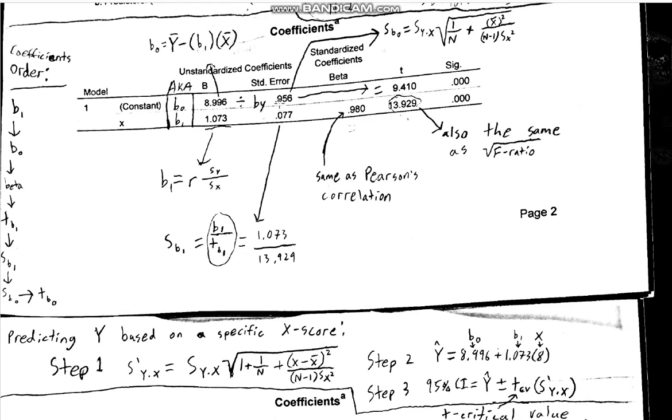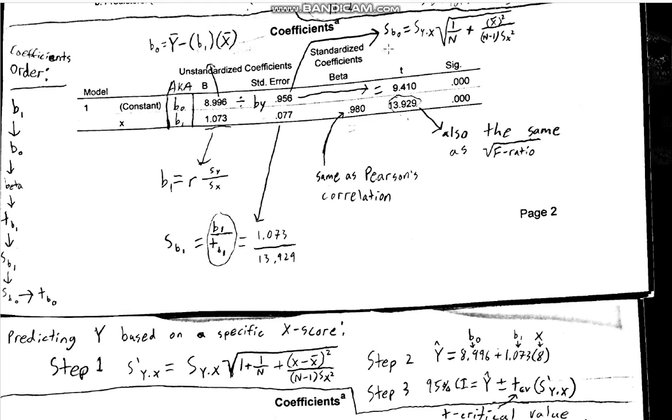Then we can get the standard error of b sub 1 pretty quickly, and that is just 1.073, this b sub 1, divided by the t statistic that we just got, 13.929. And that comes out to about 0.077.